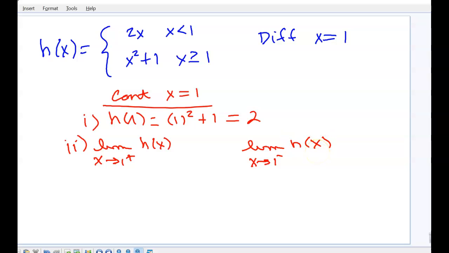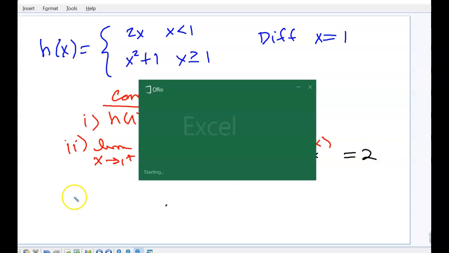From the left, I'm going to use the function 2x. And from the right, I'm using x squared plus 1. So plugging a 1 in here, I get a limit of 2. Plugging a 1 in here, I get a limit of 2. So therefore, the limit is 2.